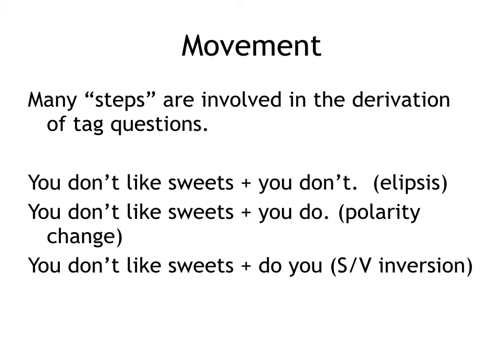Maybe you start with something called ellipsis, which is like just cutting out part of the content. So that brings us to "you don't like sweets, you do." Then you have to take the "don't" and turn it into a positive, so a polarity change, we call that. Okay. And then you have to take this "you do" and flip-flop the order, which is called subject-verb inversion. Again, you don't have to remember these steps, just appreciate how weird and complex this feature of English grammar is.